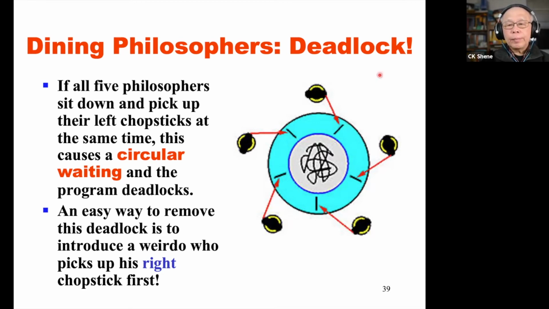If you look at this diagram, you know this circular waiting is caused by everyone doing essentially the same thing. Everyone picks up his left and then followed by right. So how about this? We assign a philosopher who acts differently. That is, that philosopher picks up his right chopstick first, followed by his left.